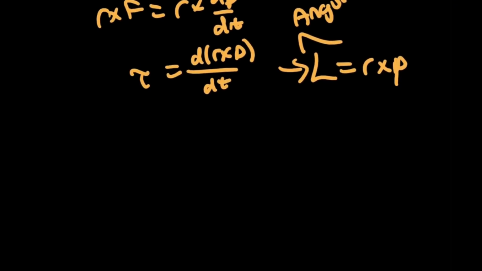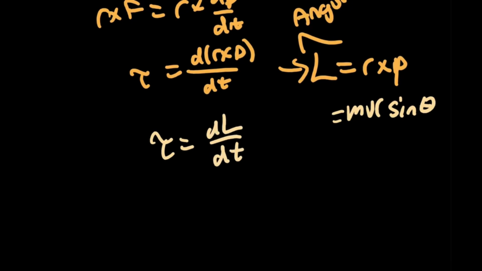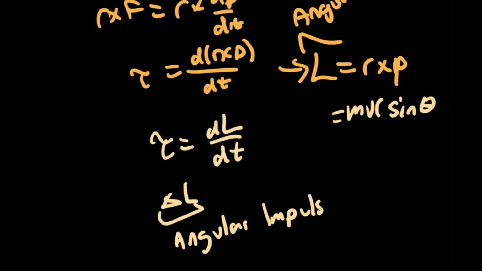What does this often end up being? Well, it often ends up being L is equal to mvr sine theta, especially for a point mass. That's how we use that one. But we can also use that torque is equal to dL dt, where L is again our angular momentum. Or we can use that change in L, which is also known as angular impulse, is equal to the integral of torque with respect to time.